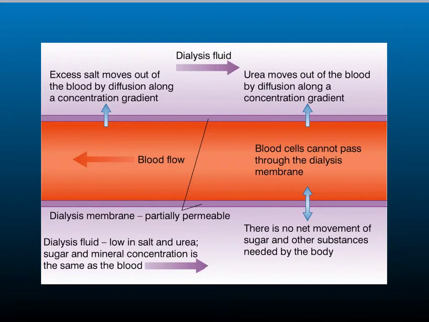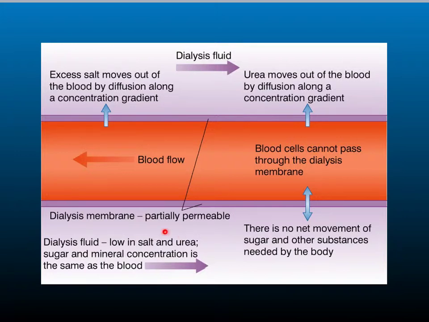Now, the dialysis fluid that is used is low in salt and urea, but the same concentration as the blood with regards to sugar and mineral concentrations. What makes this work so well is the fact that the dialysis machine has a partially permeable membrane. Now this doesn't allow the blood cells to pass through the dialysis membrane, however it will allow soluble materials in and out, although these must of course be small molecules.